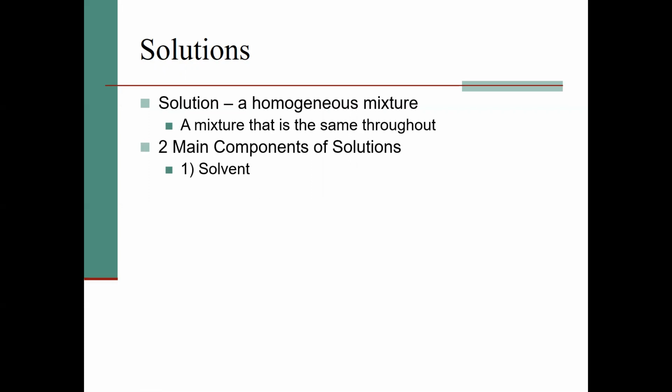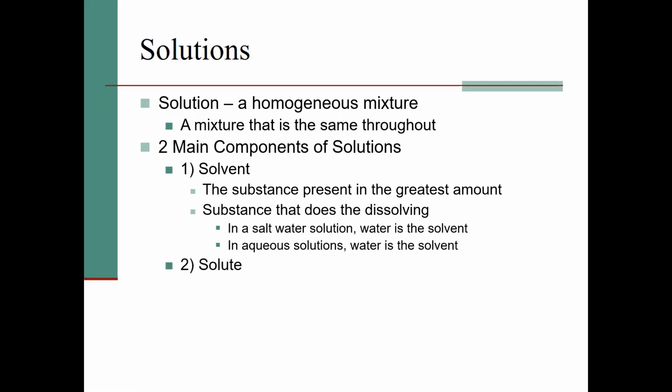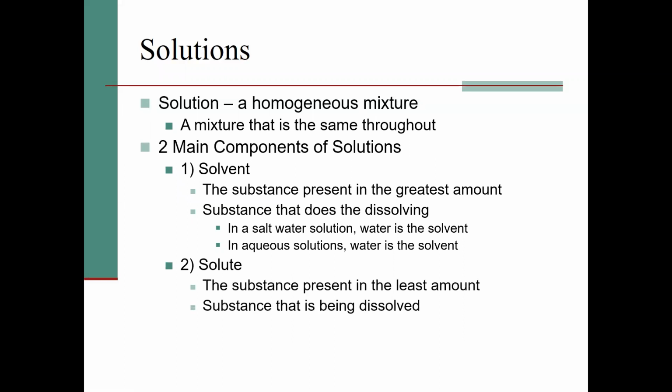There are two main components of the solution: the solvent and the solute. The solvent, simply the thing that's present in the greatest amount, is the substance that does the dissolving. Water is known as the universal solvent. The solute is the thing that's being dissolved. If you're going to make some Kool-Aid, you pour the Kool-Aid into the water, correct? The Kool-Aid will be the solute. The water would be the solvent. The solute is typically present in the least amount.